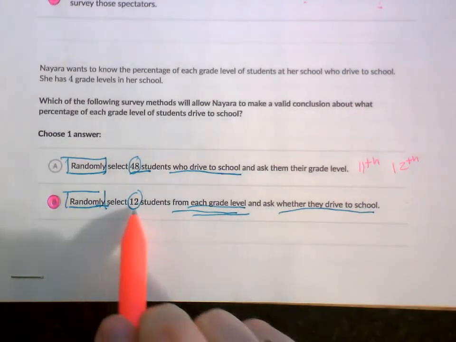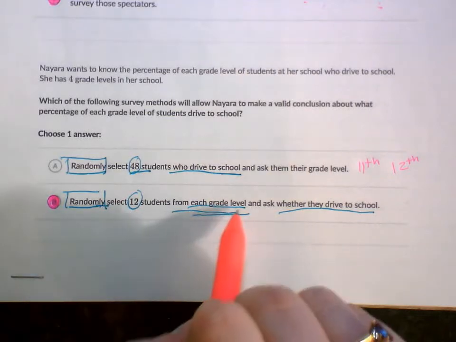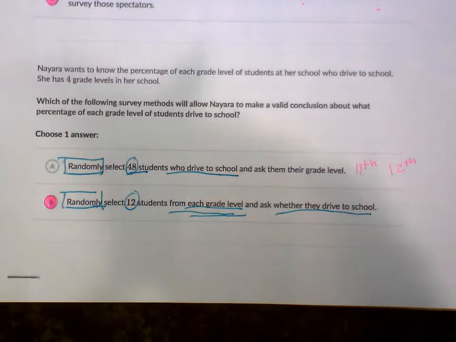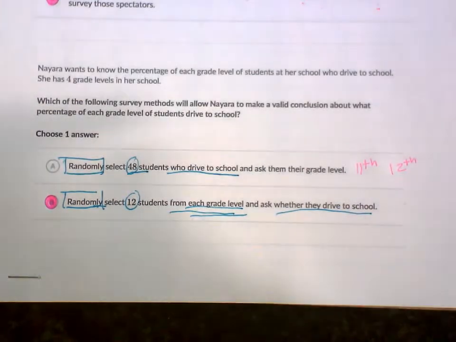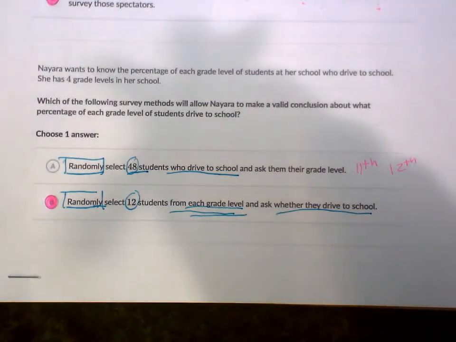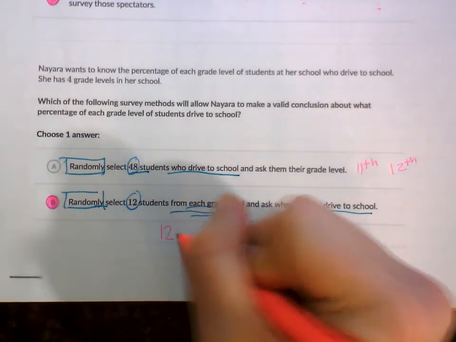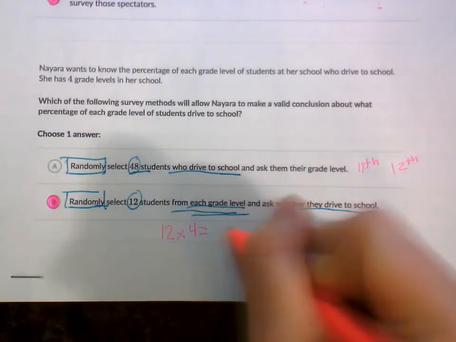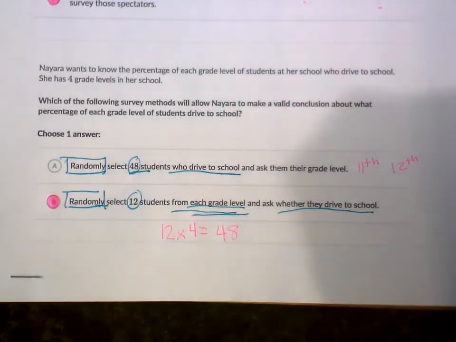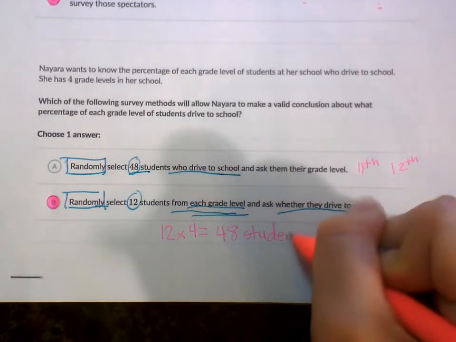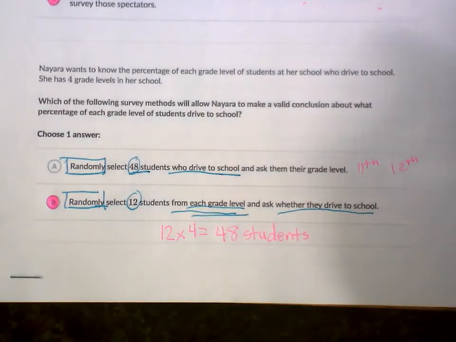Whereas if you ask 12 students from each grade level, well, that's 12 students in 9th grade, 12 students in 10th grade, 12 students in 11th grade, 12 students in 12th grade. So that's 12 students for 4 grade levels. 12 times 4 is 48. So actually, you are still interviewing 48 students for Part B. So the sample size is the same.